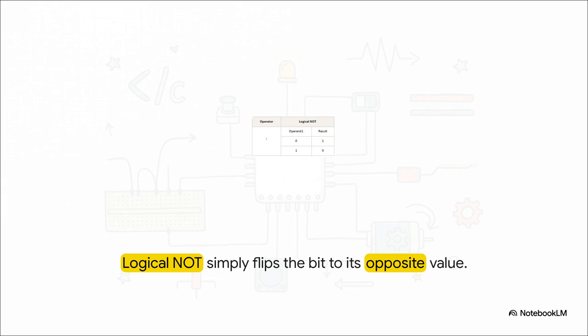And finally, the NOT operator, denoted by an exclamation point. It simply flips the bit. It turns a true 1 into a false 0 and a false 0 into a true 1. Now you might think, when would I use that? It's actually used constantly in embedded systems, especially when you're dealing with active low physical buttons, where pressing the physical button actually sends a 0 to the microcontroller instead of a 1.